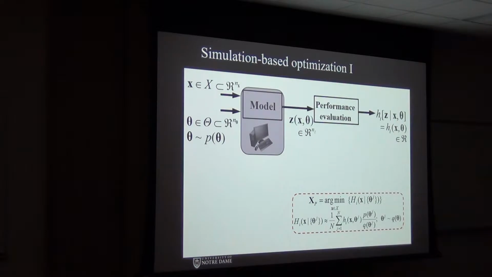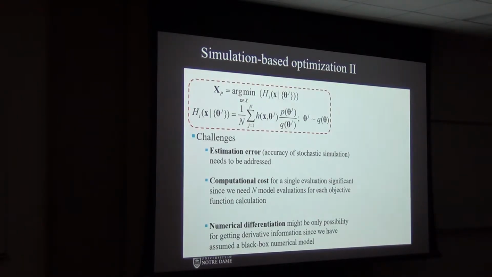Pretty much up to now, I didn't put any constraints on what numerical model you can use. It can be a black box here, or any probability model. This can accommodate everything. Of course, the problems arise when you try to computationally efficiently solve the problem. So you have estimation error that comes from stochastic simulation that needs to be addressed. The computational cost for a single objective function is really high because you need to call your expensive numerical model n times to evaluate your objective function only once, and n can be 500 or 1,000, depending on the application and how good your importance sampling densities are.